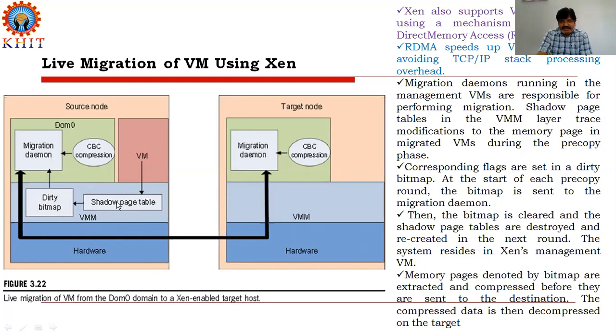The system resides in Xen, that is the Xen management virtual machine over here. The virtual pages denoted by bitmaps are extracted and compressed before they are sent to the destination. The compressed data is then decompressed on the target node. So here we can easily move the daemon thread from one live virtual machine on the source node to the target node automatically using Xen server.